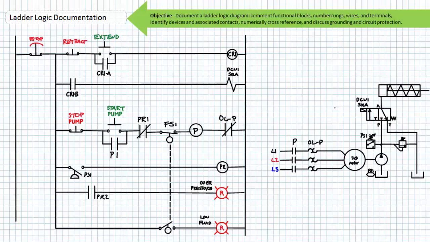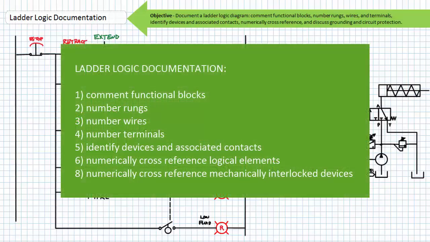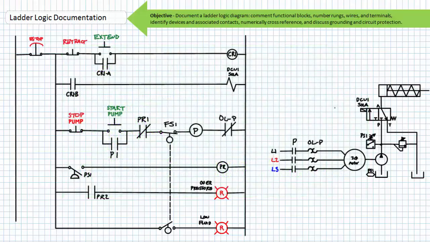I'm your instructor, Jim Pytel, and today's topic of discussion is ladder logic documentation. Our objective is to learn how to properly document a ladder logic diagram. We'll learn to comment functional blocks, number rungs, number wires, number terminals, identify devices and associated contacts, and perform numerical cross-referencing for logical elements in mechanically interlocked devices. Additionally, we'll discuss proper grounding and circuit protection practices.